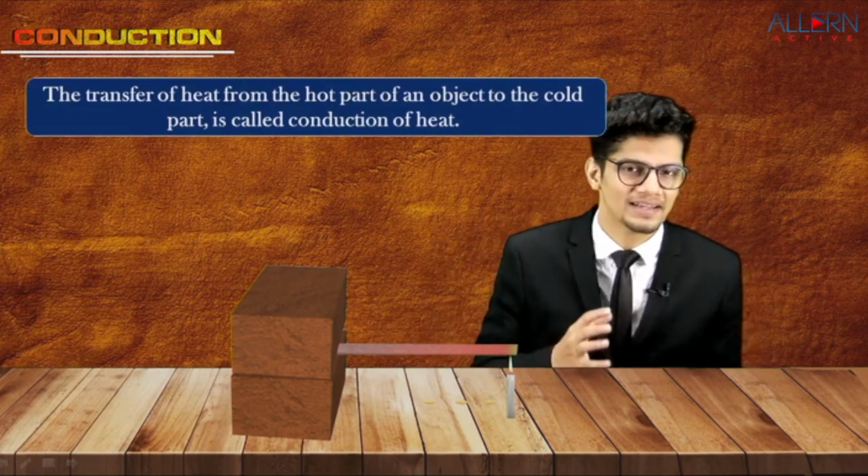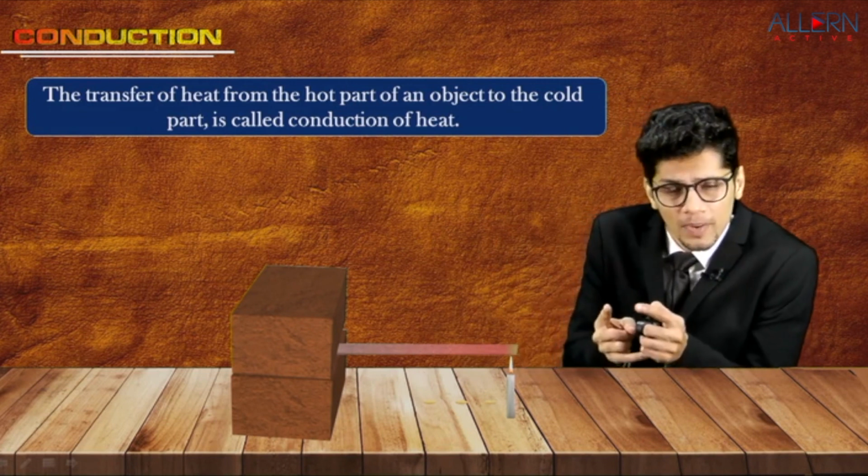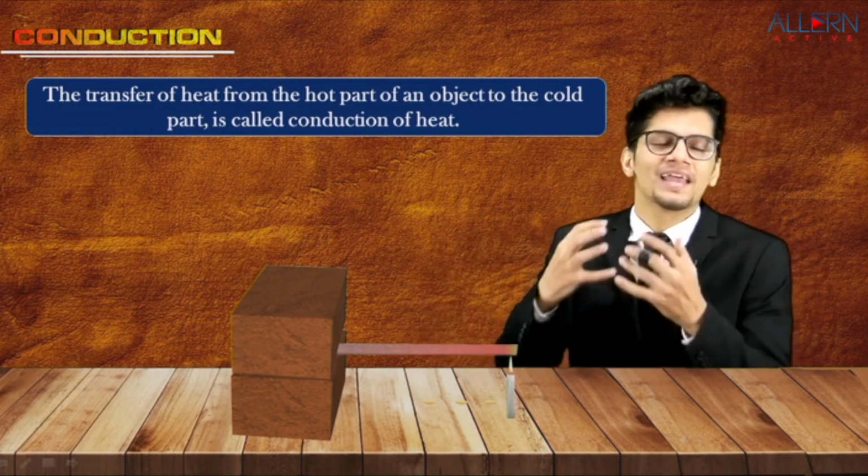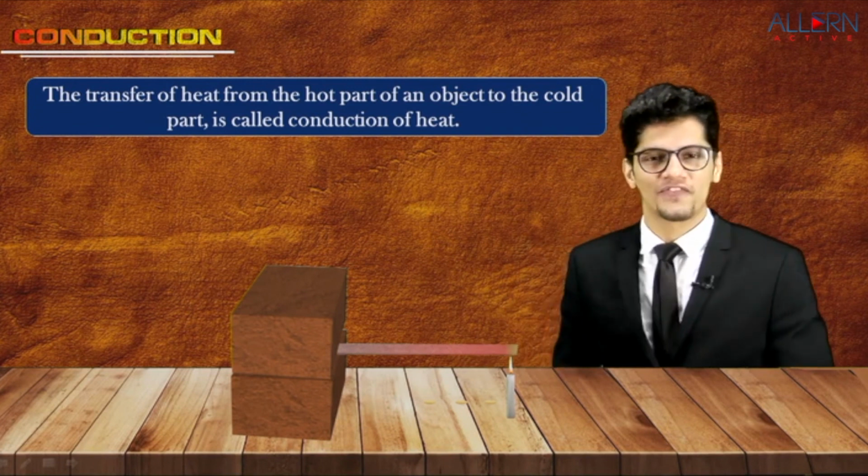This happens because when we heat this end, the particles start to vibrate. And when a particle vibrates, it transfers its energy to the neighboring particle. The neighboring particle also gets heated up. It gets more energy and starts vibrating. In this manner, the energy flows from one point to the other. So here we understand that the transfer of heat from the hot part of the object to the cold part of the object is called conduction of heat.